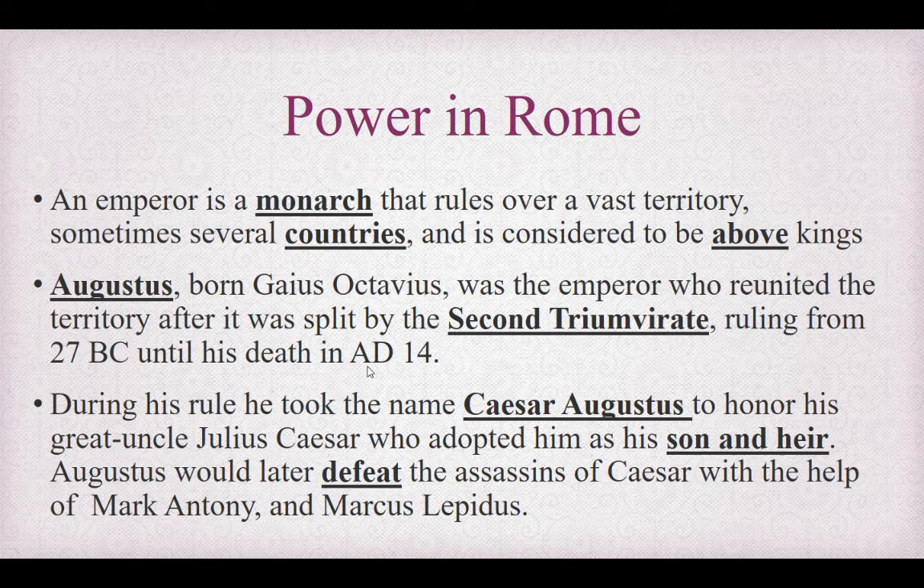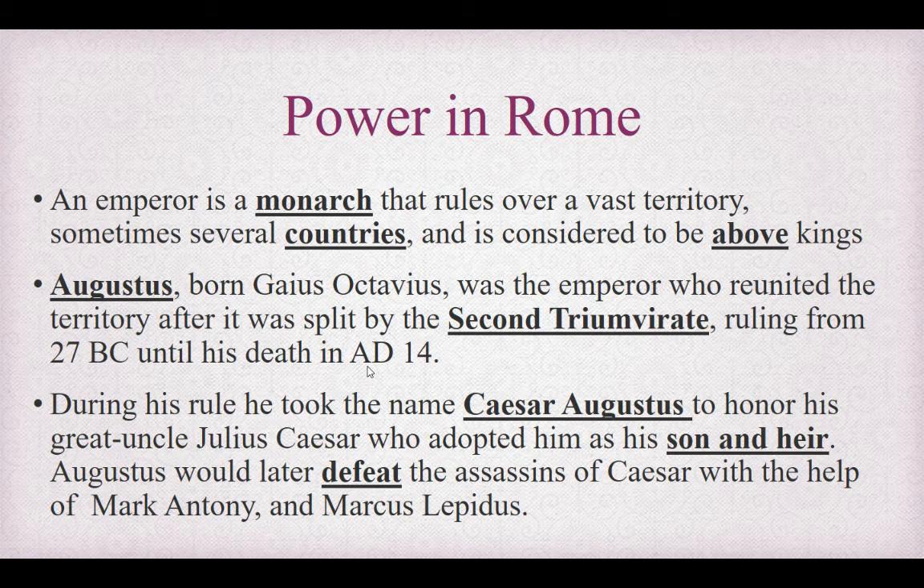But when I mentioned that Julius Caesar was the first emperor of Rome, an emperor is a new title that we have not discussed yet. So an emperor is a monarch that rules over a vast territory, sometimes several countries, and is considered to be above kings. Augustus, born Gaius Octavius, was the emperor who reunited the territory after it was split by the Second Triumvirate, and ruled from 27 BC until his death in 14 AD. The Second Triumvirate was the government that emerged after the stabbing of Caesar.